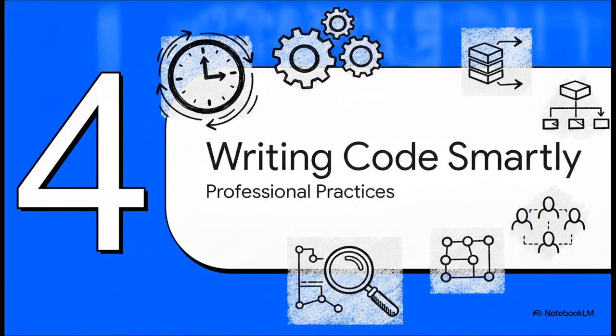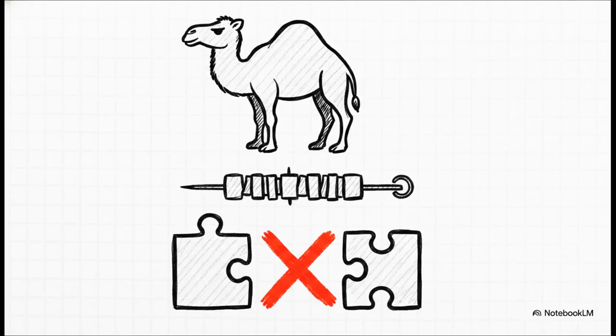All right, let's jump to Section 4, writing code smartly and professionally. Now, when you create custom names for your CSS selectors, there are a few professional naming conventions you should really be following. You might use camel case, where the first word is lowercase and the next word is capitalized. Or maybe Pascal case, where every single word is capitalized. Or my personal favorite, kebab case, where the words are simply separated by dashes.